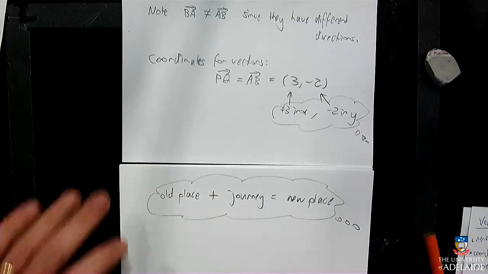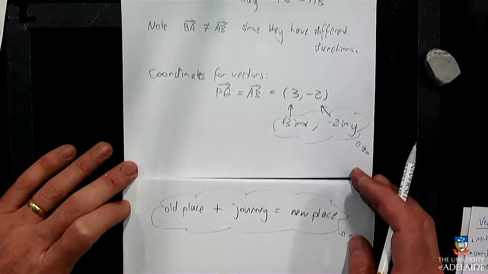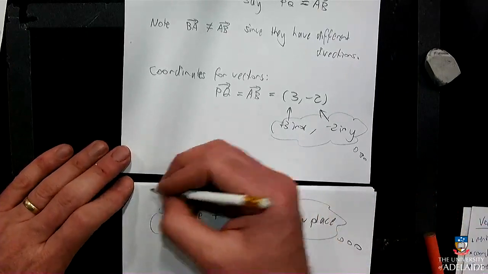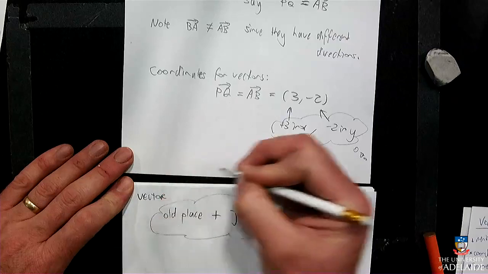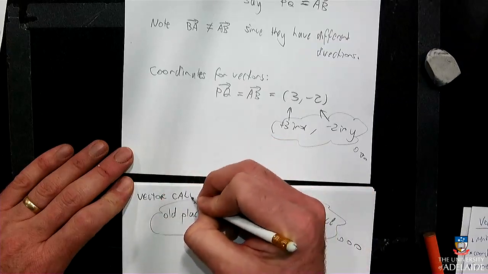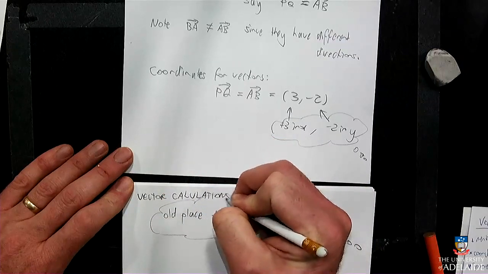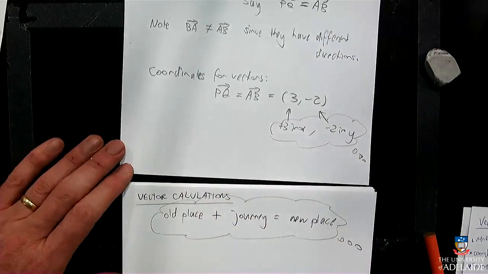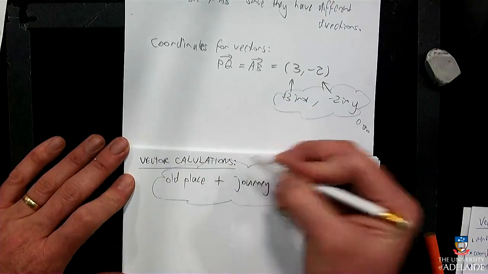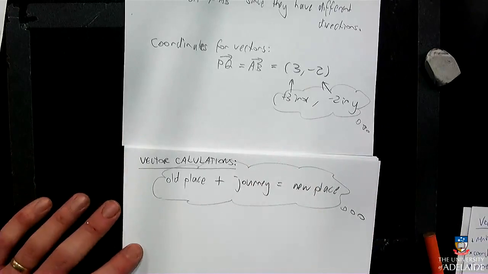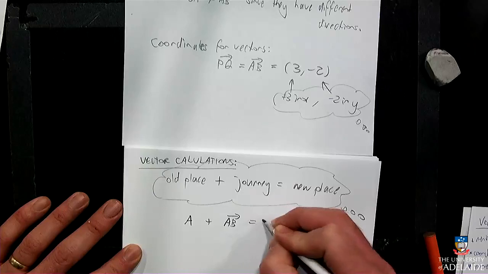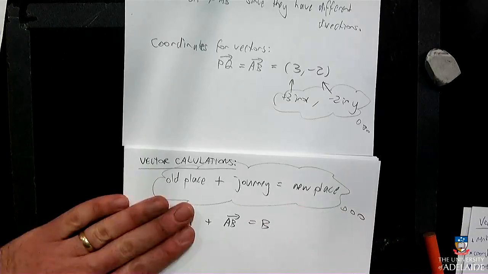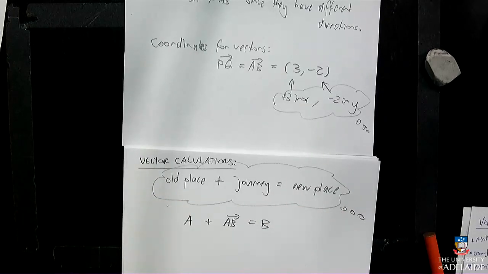So for example, I really should put a heading here. Vector calculation. Okay. So old place plus the journey is a new place. So for example, A plus the vector AB is B. And this is the fundamental idea of how we're going to create addition and subtraction and all those sorts of things with points and vectors.